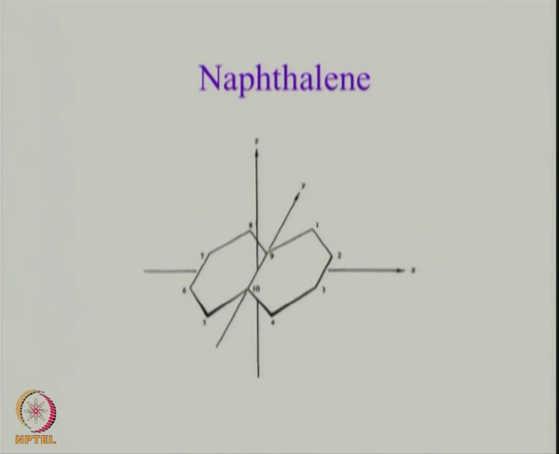D2h, this is your naphthalene, a D2h molecule. Are we ready with the D2h character table? We are going to need it. What are the symmetry species in D2h? What is the totally symmetric symmetry species? Ag, right, and then you have B1g, B2g, B3g, then you have Au, B1u, B2u, B3u.